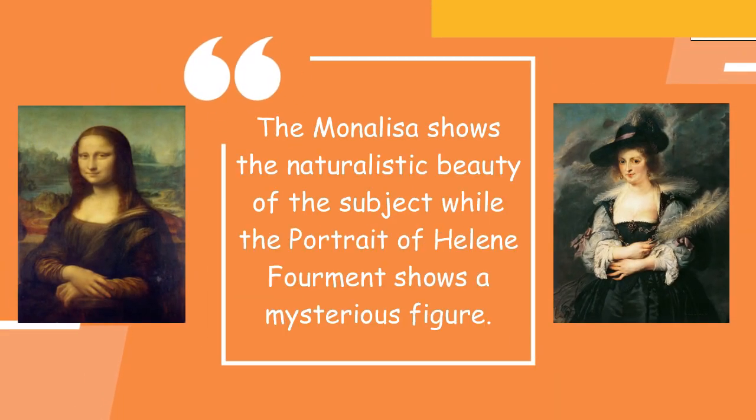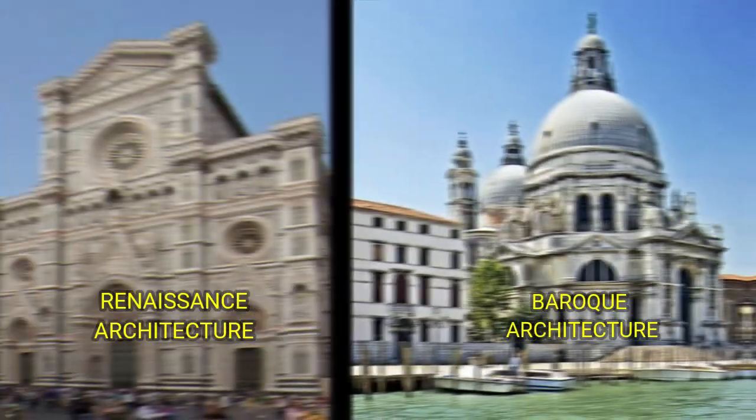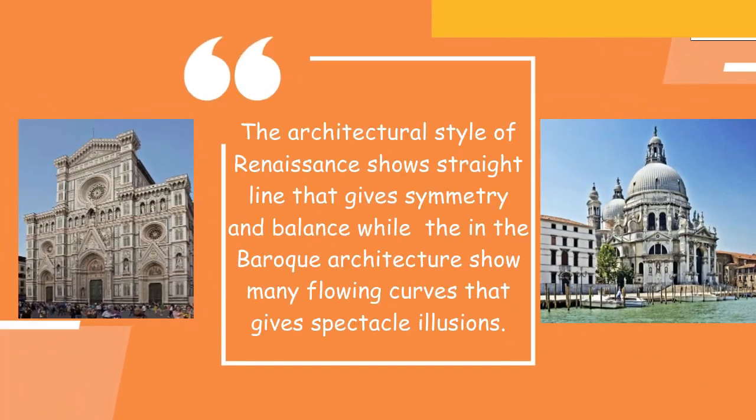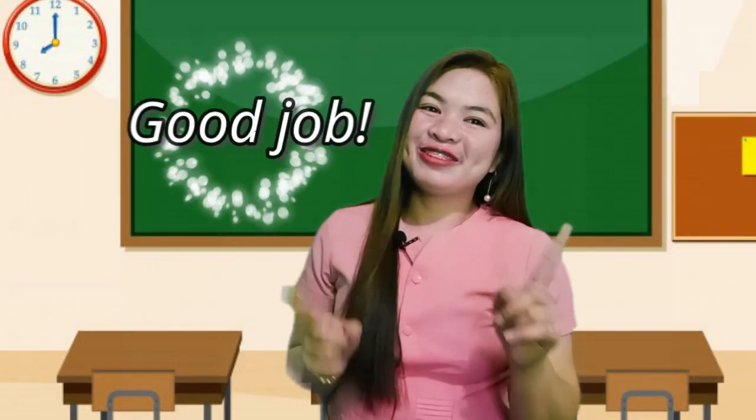Correct! As you can see, Leonardo da Vinci painted the image of Mona Lisa without changing the image of the subject, while the portrait of Helen Forman shows a mysterious image with broader than mannerist gesture. Well said! In the architecture of Renaissance, it shows symmetry and balance using straight lines, while Baroque shows spectacle and illusion using curved lines. Good job!